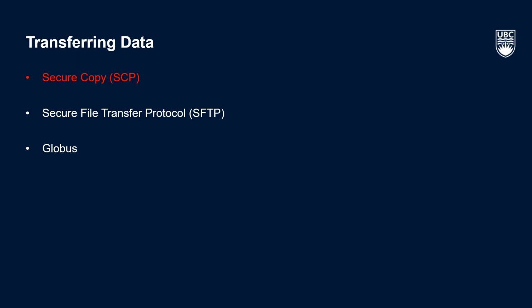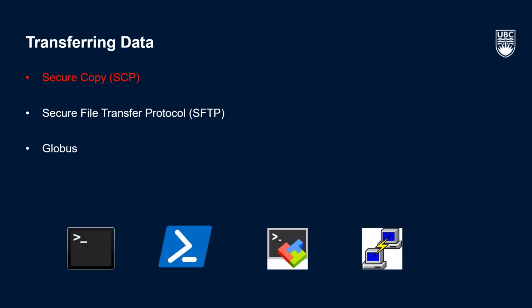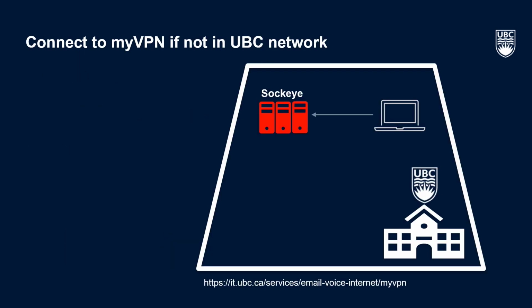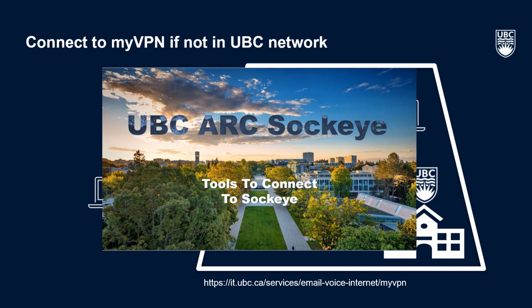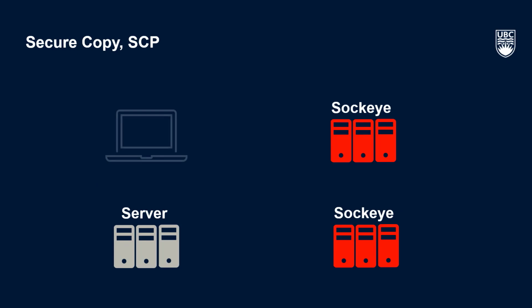As mentioned in the Connecting to Sockeye video, you'll need a client that will support SCP. Please see the video notes for a full list of clients. Also worth noting is that you will need to connect to the UBC MyVPN if not on the UBC network. To find out more about MyVPN, refer to the link in the video notes or check out the video Tools to Connect to Sockeye.